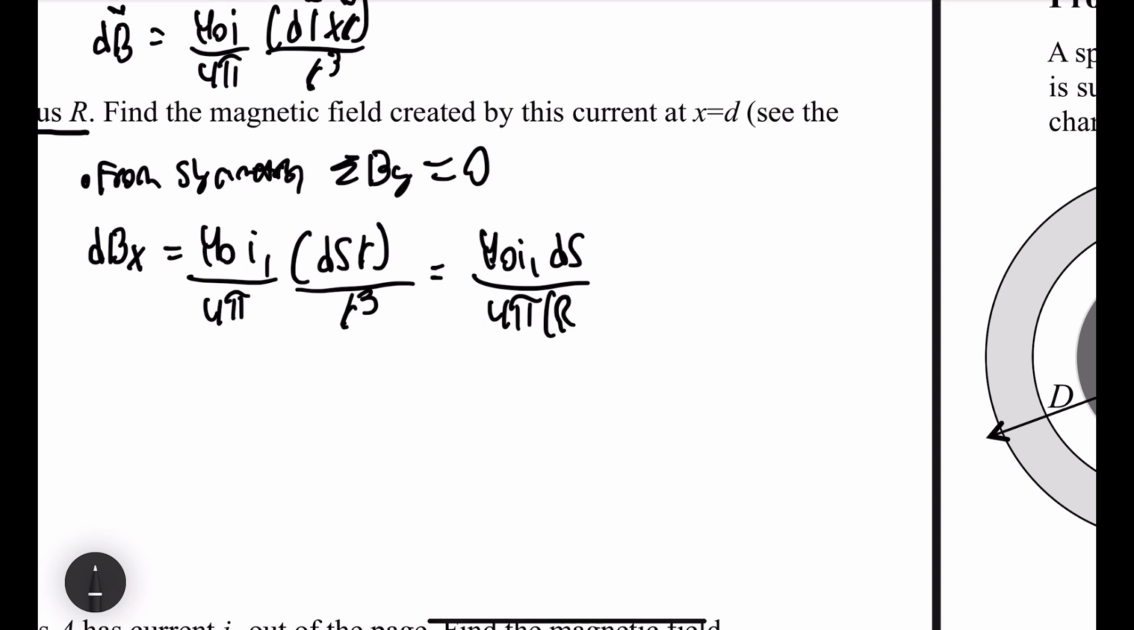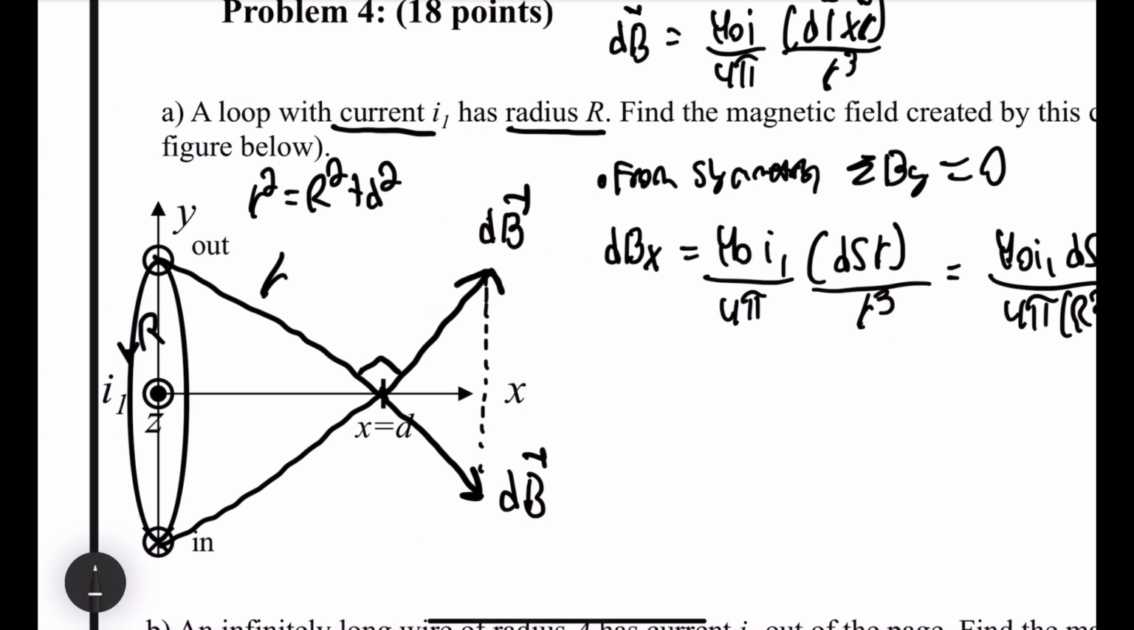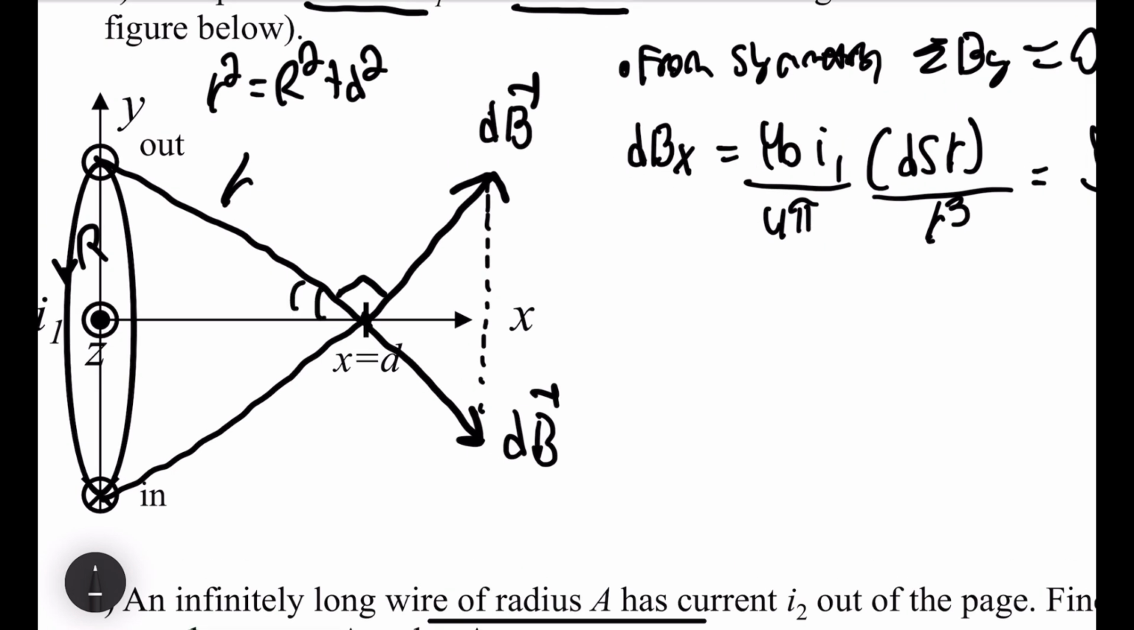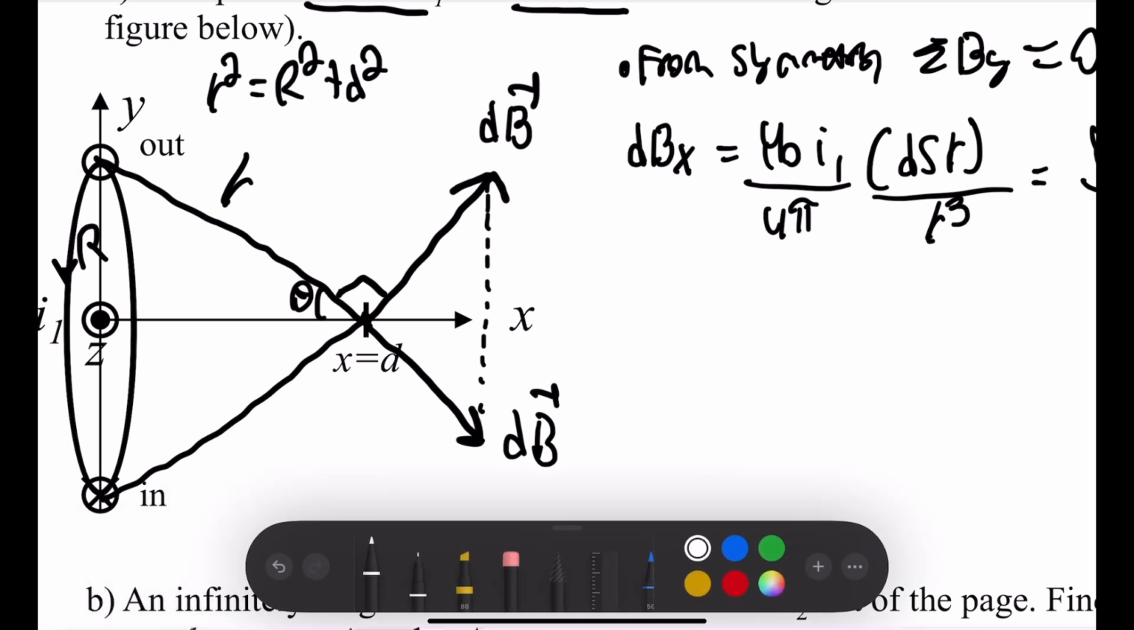So this would be r squared plus d squared. But now the thing is, we want the x component because we know the y component is going to cancel. So if I were to introduce a theta here, I want to find where that equivalent theta will be in another triangle.